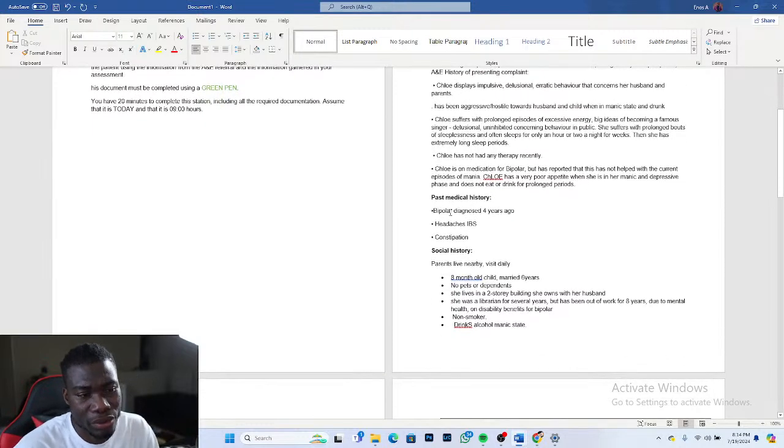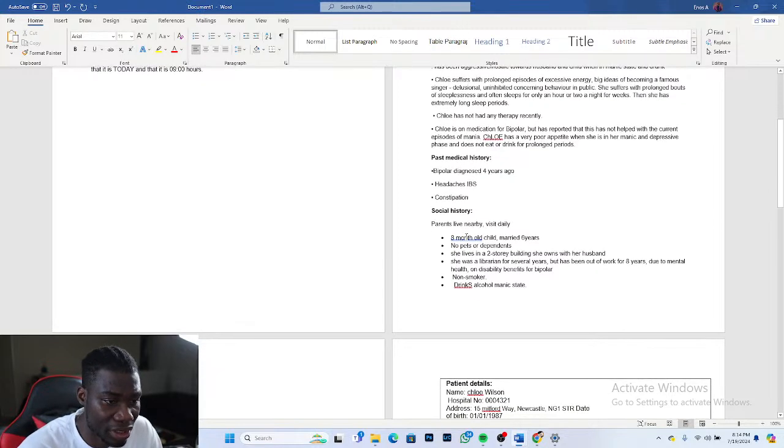And then when you go to the past medical history, she has a bipolar diagnosis that was 4 years ago, and she also has some physical health conditions, IBS, and then constipation. Then when we look at the social history, the parents live nearby and visit daily. She has an 8 month old baby, and she's been married for 6 years. She has no pet or dependent. She lives in a two-story building she owns with her husband.